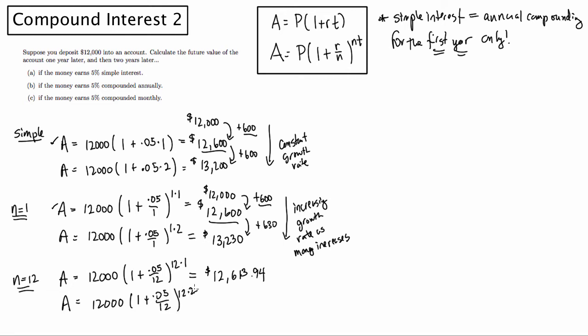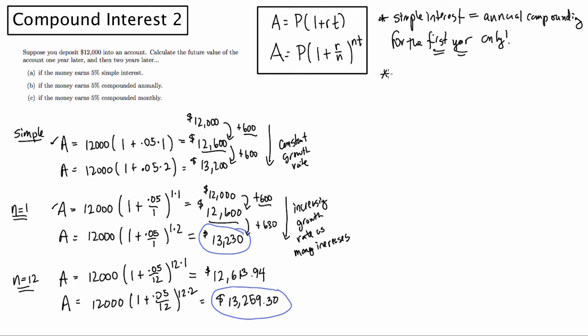And so over 2 years time, we're going to get even more. So this would be $13,259.30 over 2 years time. So you can see that we ended up with more money. So if you compare the future value here with the future value here, we ended up with more money.